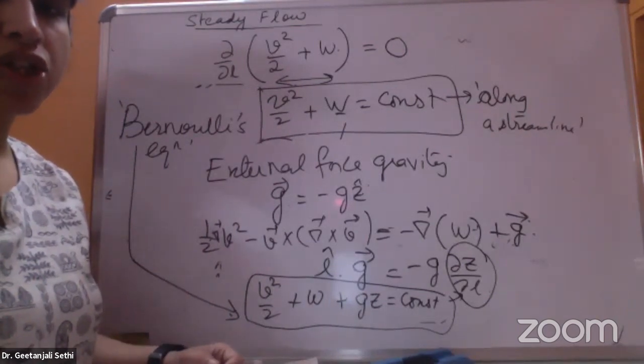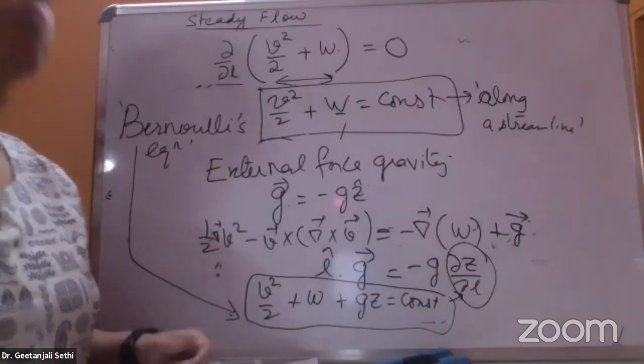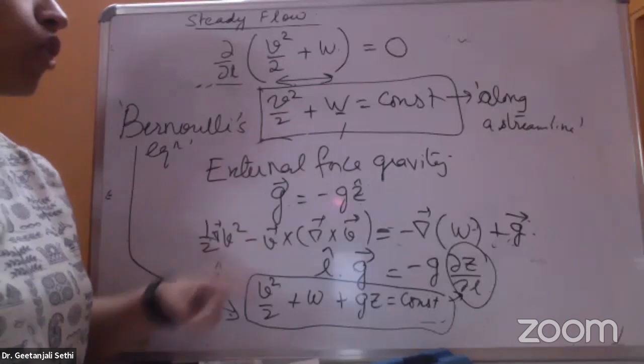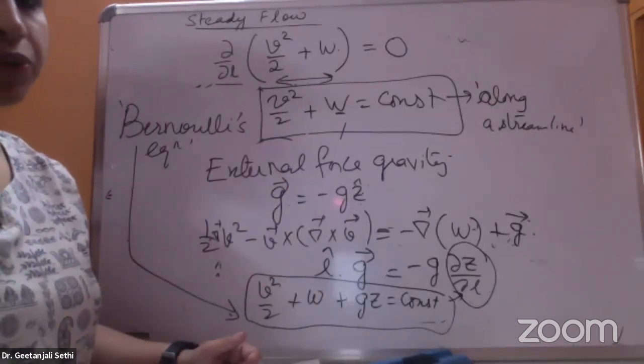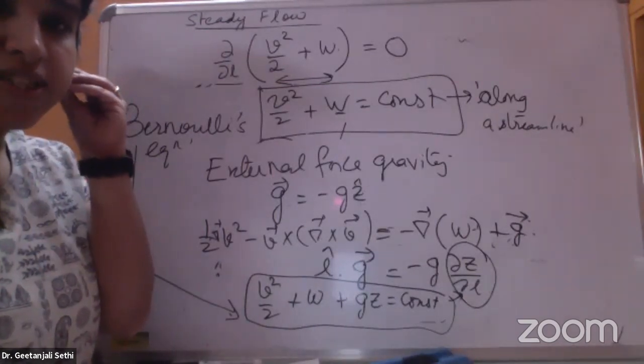Ma'am, is Bernoulli's equation only for steady flow? Well, Bernoulli's equation in this form is indeed only true for steady flows. When you have a steady flow, only then you can write something like v square by 2 plus w equal to a constant. Ma'am, is that g minus gz or gk?